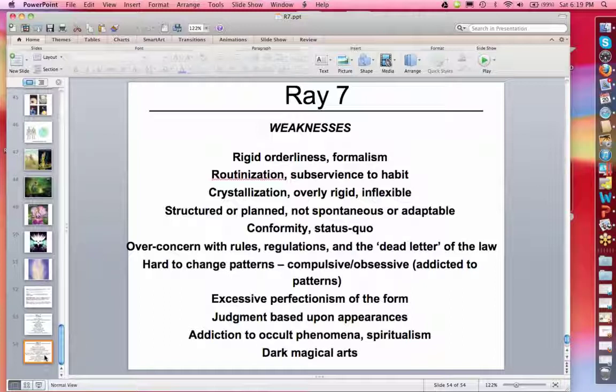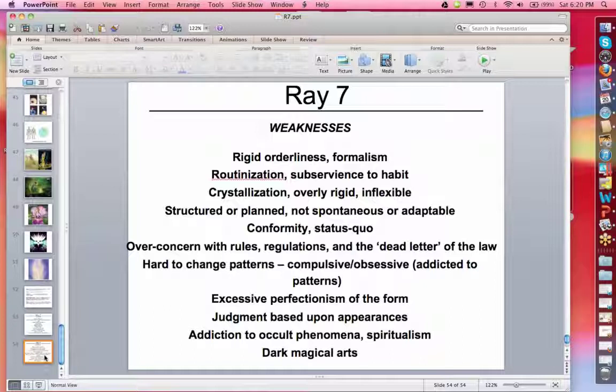Routinization, becoming too invested in our routines to the point that if we move away from that routine, we're very, very uncomfortable. So you become subservient to those kinds of habits, and crystallized, overly rigid, and inflexible, structured or planned, not spontaneous or adaptable. Seventh ray is not a ray of spontaneity. It needs to be comfortable in its knowingness and its routine and knowing its conformity and knowing what to expect. It actually likes the status quo. Change is a little frightening for seventh ray.